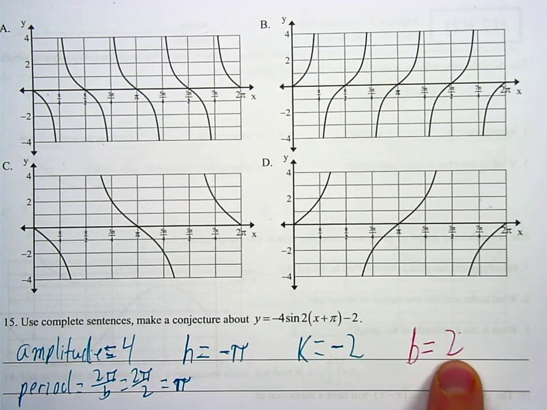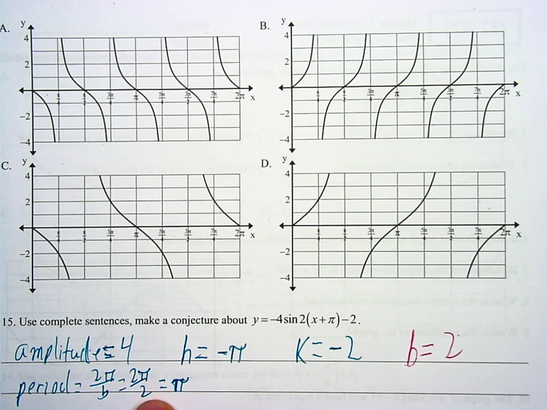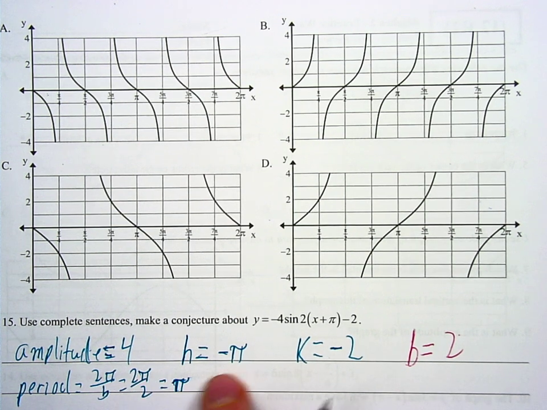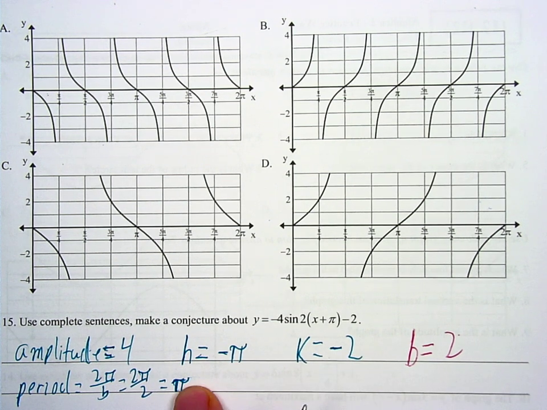You don't have to include b if you don't want to. b is included in the answer for the period. In other words, b is optional. And if you want to use complete sentences, you would say the amplitude is 4. It shifts left pi, down 2, with a period of pi. That would be the way to describe this with complete sentences.